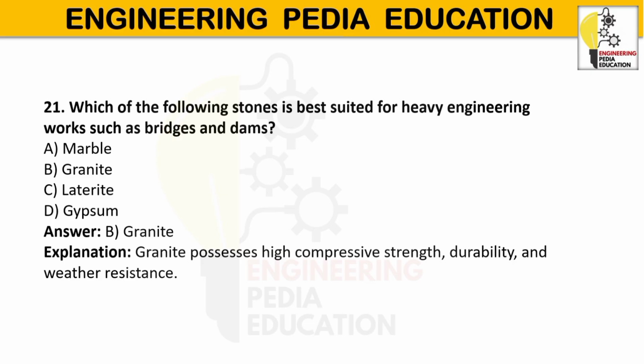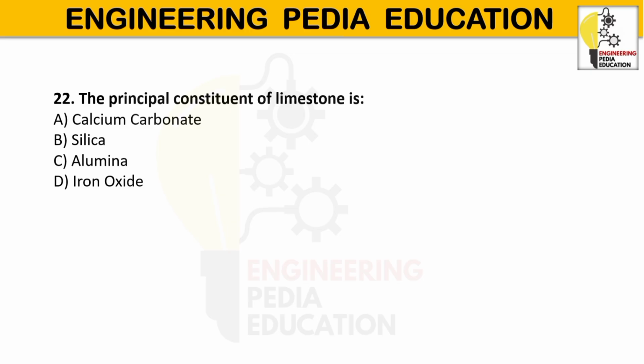For heavy engineering work, stone should have high crushing strength, hardness, toughness and durability. Commonly, granite and basalt (trap rock) are used for this. Its high compressive strength and excellent resistance to wear make it suitable for heavy load.